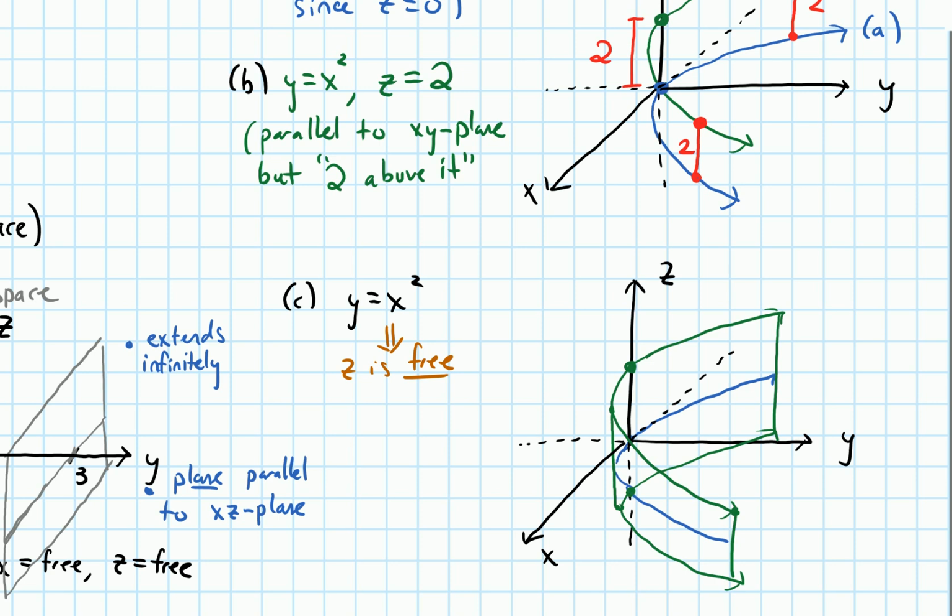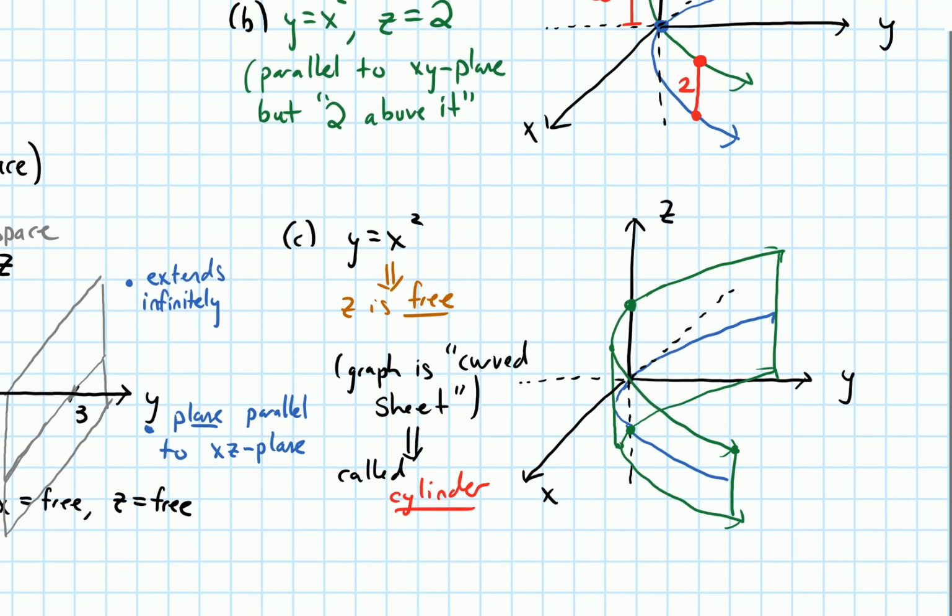So what we have is our graph is this curved sheet, this curved parabolic sheet shape. And the technical name for this is a cylinder. You might be thinking, wait, aren't cylinders those circular closed things, like the can-shaped things from geometry? In multivariable calculus, cylinder has a different definition than what we're used to from geometry. So I'm just going to sum that up.